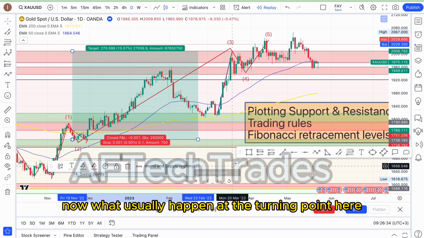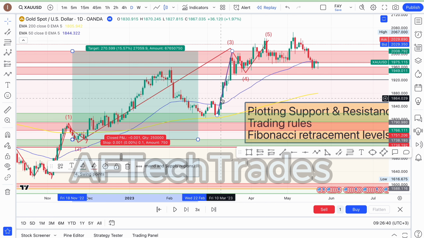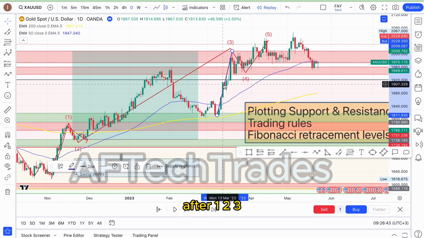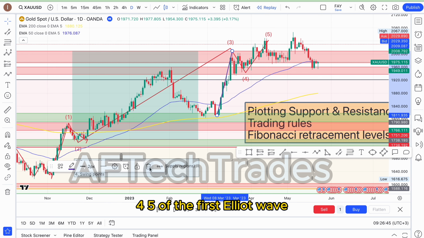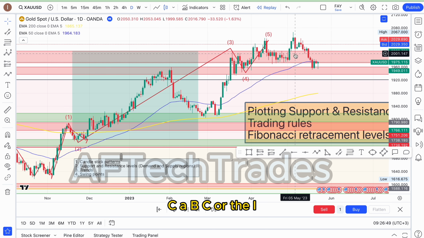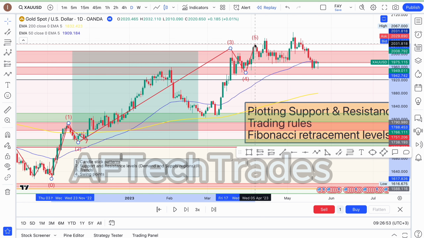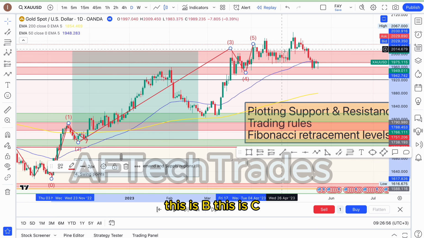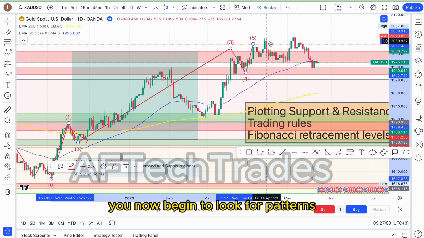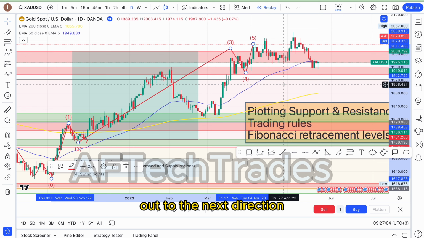Now, what usually happens at the turning point here, this is the point after the first 1, 2, 3, 4, 5. After 1, 2, 3, 4, 5 of the first Elliott wave, you observe the ABC corrections. If this is 5, then this is A, this is B, this is C, then you now begin to look for patterns that would actually take you out to the next direction.